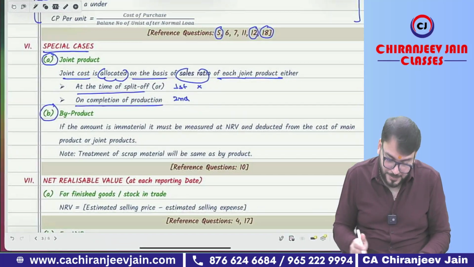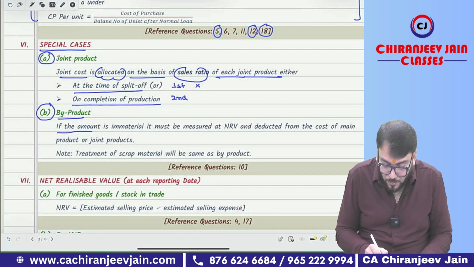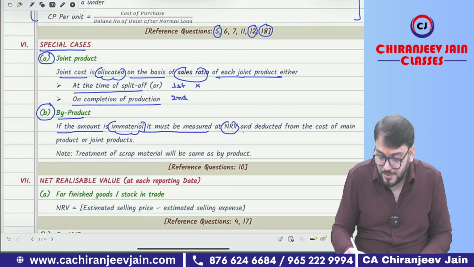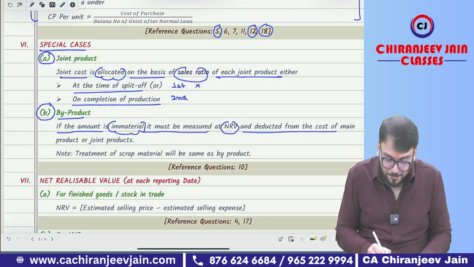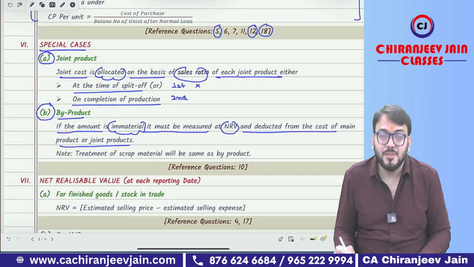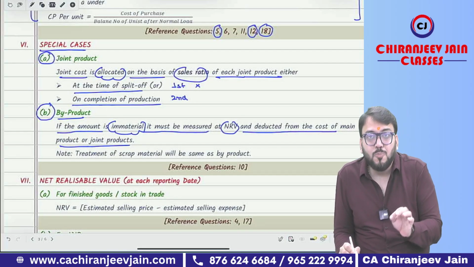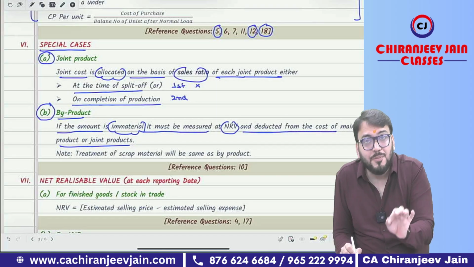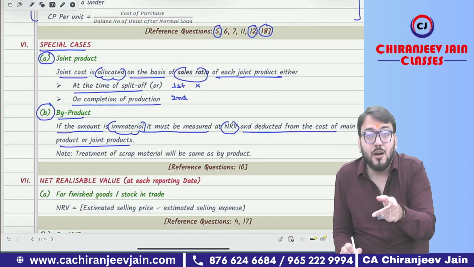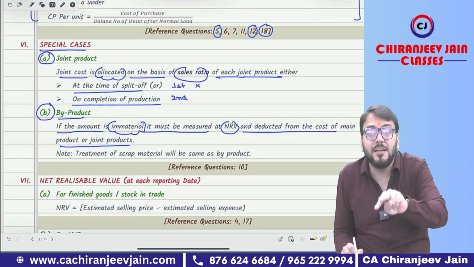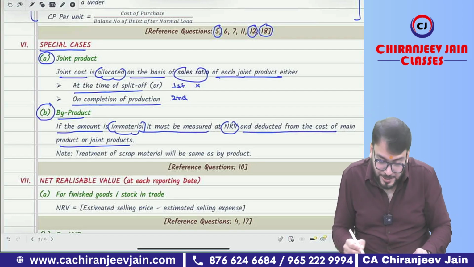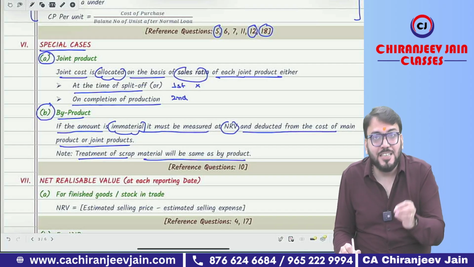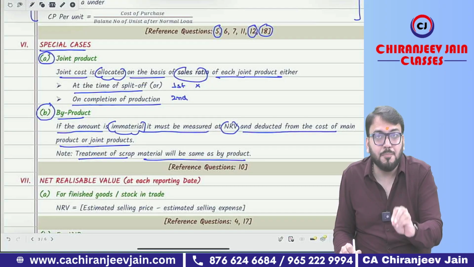Chalega. So what have they given? If the byproduct amount is immaterial, it must be measured at NRV and deducted from the cost of the main product or joint product. Correct. And a good point is that the treatment of scrap material will be similar to byproduct, even though both are different. Accounting treatment of byproduct and scrap material are the same, but they are not the same thing. The treatment of scrap material will be the same as byproduct.